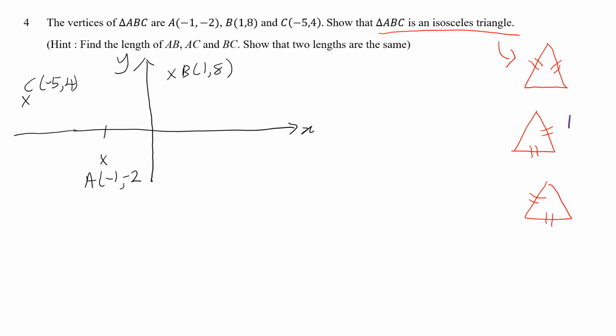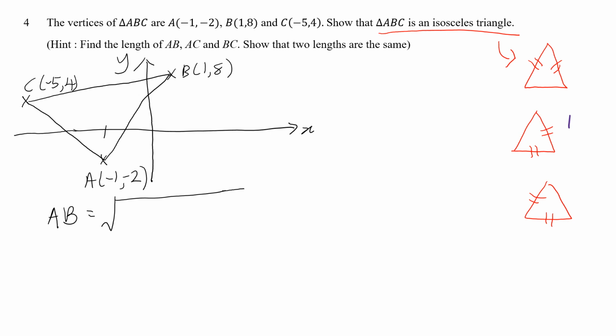So if we join these 3 sides, join these 3 points, you can see that we have a triangle ABC, right? And we need to show that this is an isosceles triangle. All right, so let's find the distance for all these 3 lines. Let's start off by finding the distance for AB.